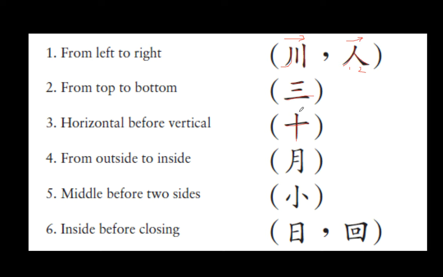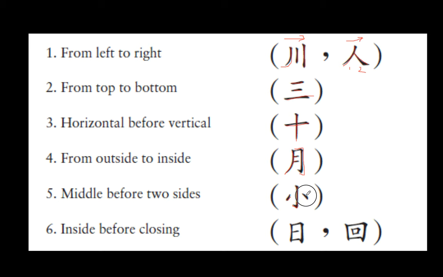Alright? So number 4, from outside to inside. This character means moon, called 月. 撇, 横, 折, 勾, 横, 横. You see, I write the outside strokes first, and the inside strokes second. Number 5, middle before two sides. This character pronounced as 小, means little, 小. So we have right middle first. 竖, 勾, 点, 点.